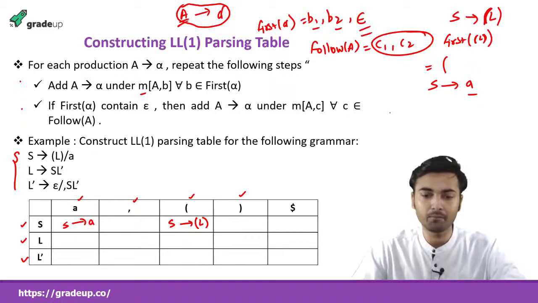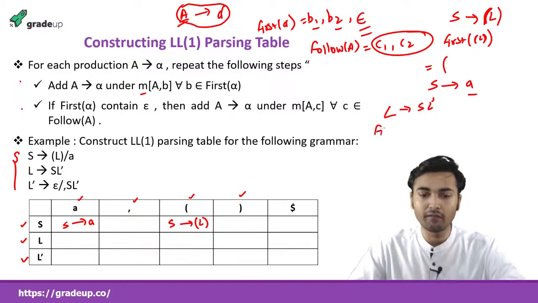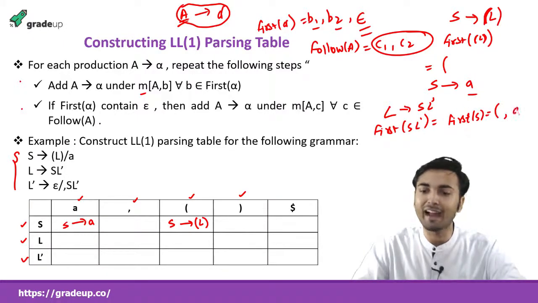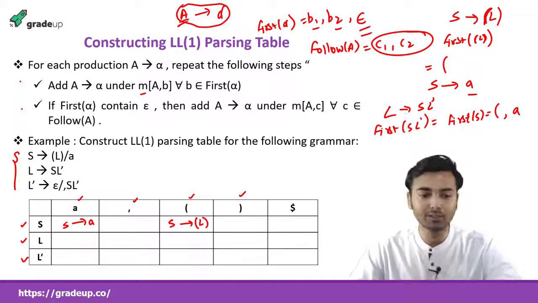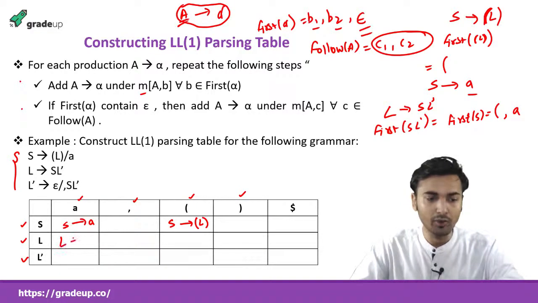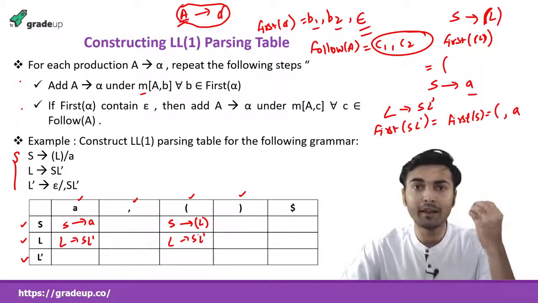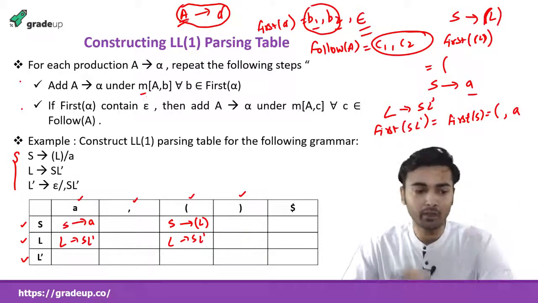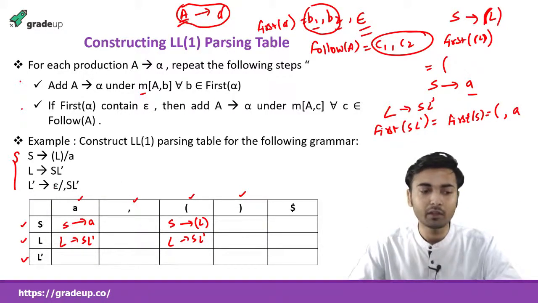Now go to the second. L goes to S L dash. What is first of S L dash? It is first of S. What is first of S? It is opening bracket and a. So place in both the entries. L goes to S L dash comes in a, and L goes to S L dash also comes in opening bracket. As I said, place everywhere. If two things are in first, place in both. Got it?